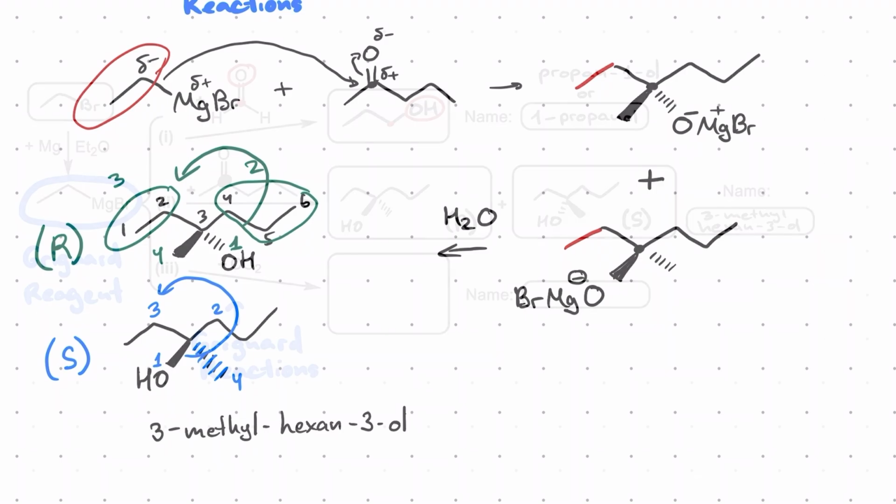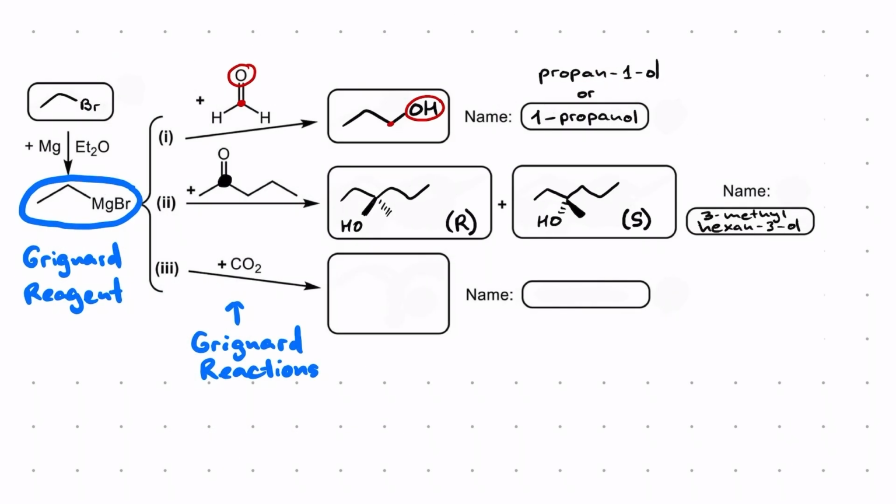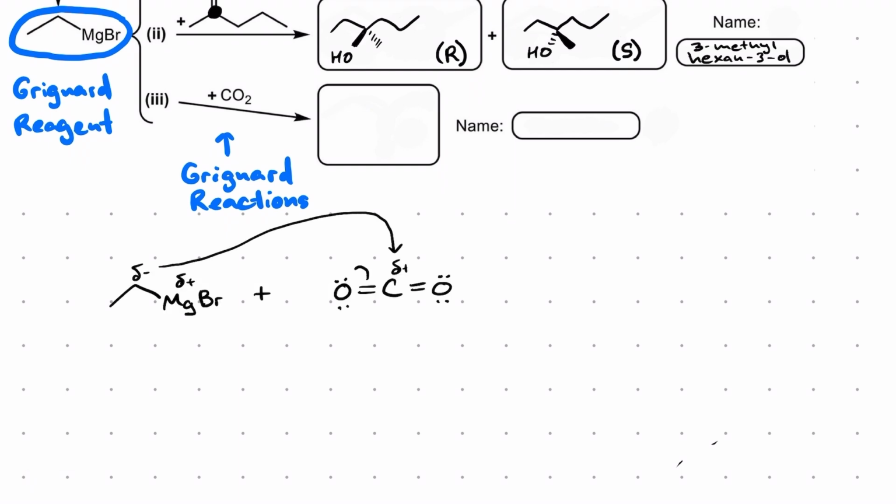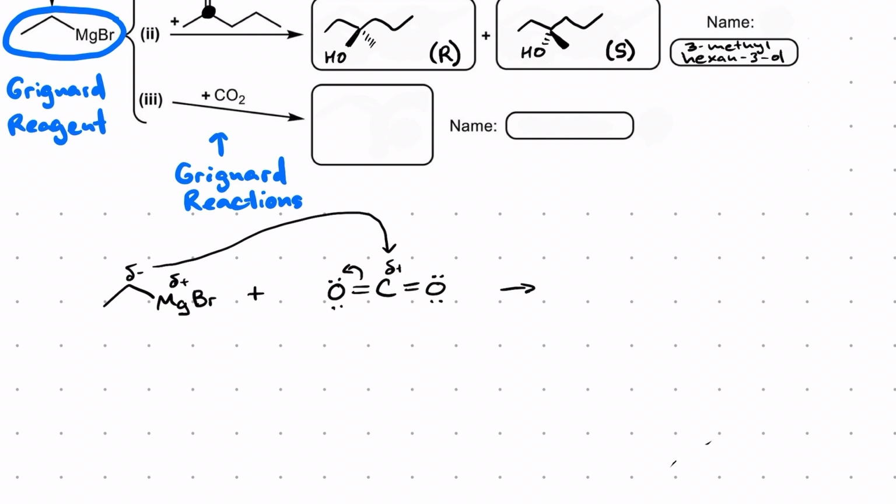Let's fill in the gaps in the scheme. And as you see, there is only one reaction left unsolved. CO2 also has an electrophilic central carbon atom that can be attacked by a nucleophilic Grignard reagent. As always, double bond breaks. The ethyl residue is now directly connected to the central carbon.